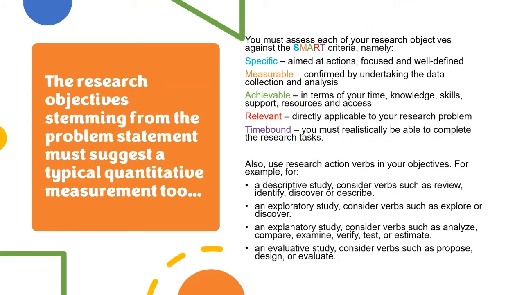So I say the research objectives stemming from that problem statement must suggest a typical quantitative measurement too. You must go and assess each of your research objectives against so-called SMART criteria. It needs to be specific, it is aimed at something, it is well focused, and it's a research objective. Not what can people do, what can the government do with my wonderful piece of research that it can improve its policies. No, no, no. Research objectives is not what people are going to do with your findings. It is about what are you going to find out.